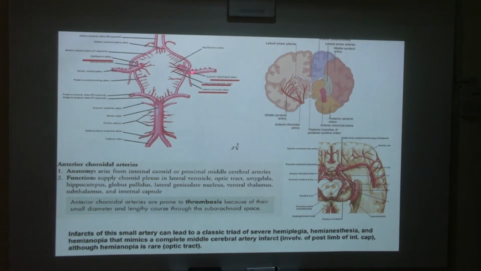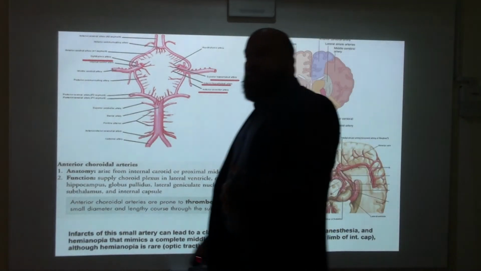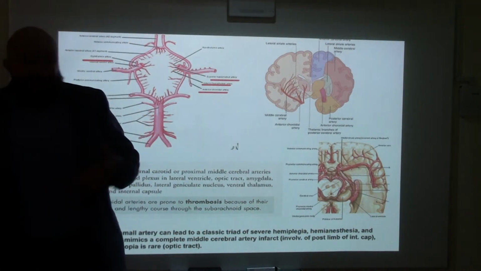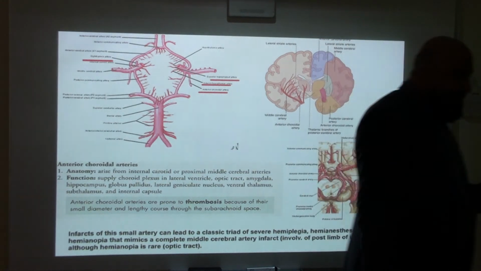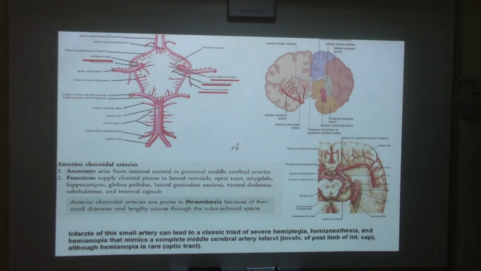The second artery, this one, which is basically this one, it's called the anterior choroidal artery. And as the name implies, it goes to the choroidal plexus within the lateral ventricle. You can see it here. This is the internal carotid. This is the middle cerebral, direct continuation. And this is the anterior choroidal going to the choroidal plexus within the lateral ventricle.